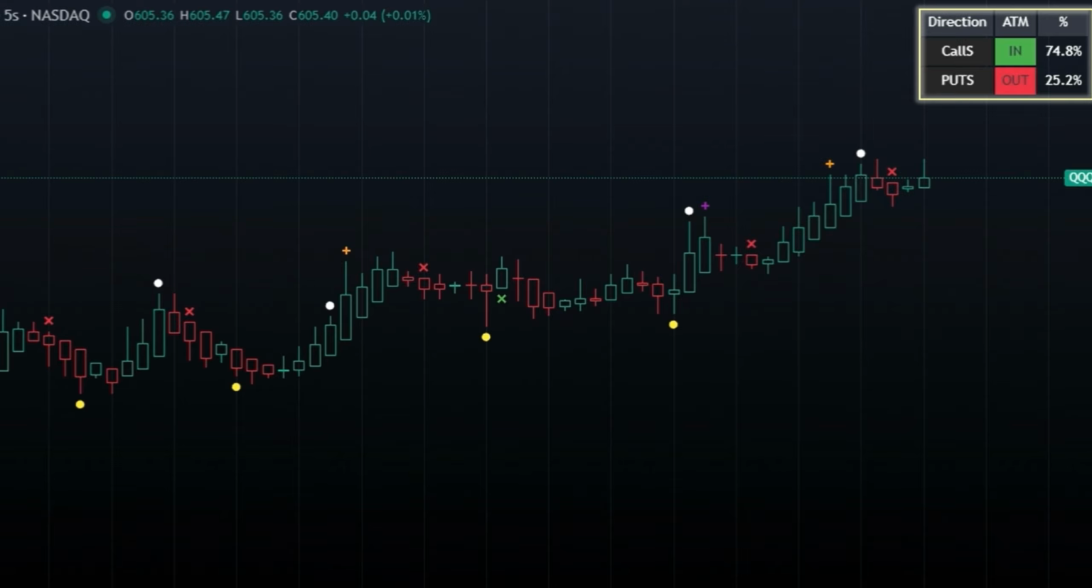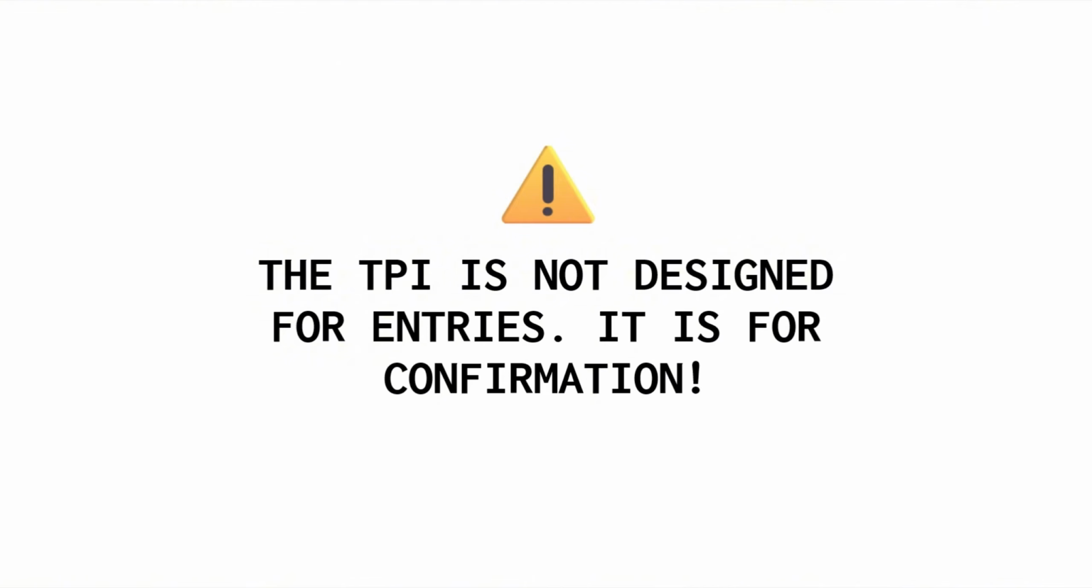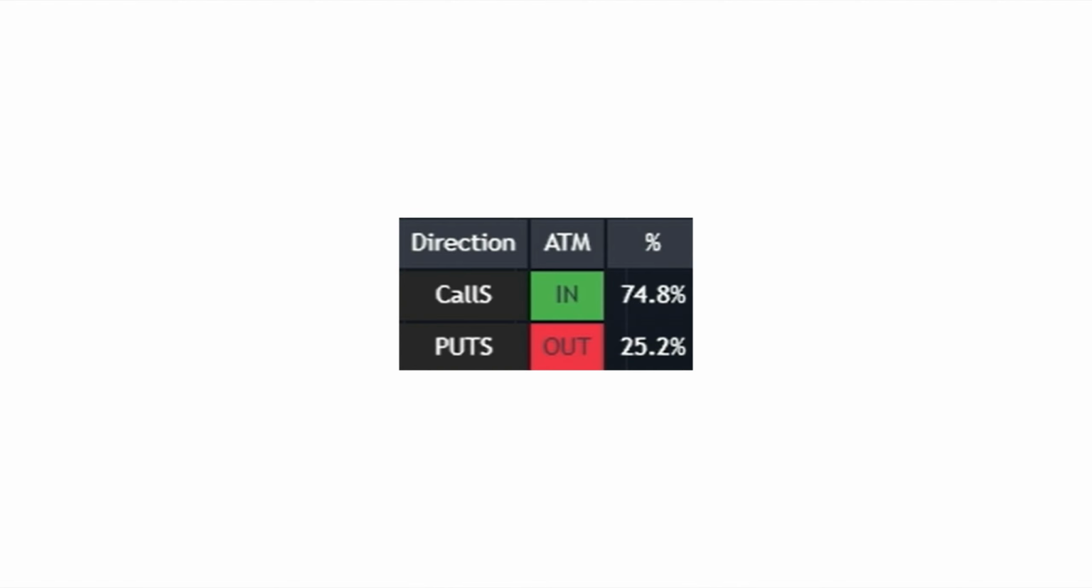The TPI, the Trend Percentage Indicator, is designed to complement your decisions. This is important to note. The TPI is not for entry, it is for confirmation only. The TPI has two sections, calls on the top and puts on the bottom. There's the ATM position showing you what position you should be in. It shows in or out. And then you have the percentage signal strength. It shows the TPI's confidence level in a certain position.